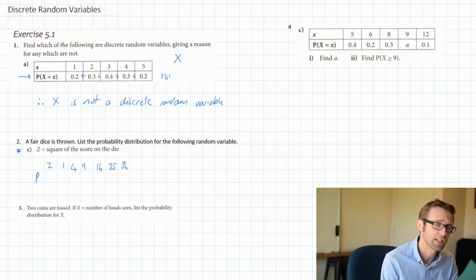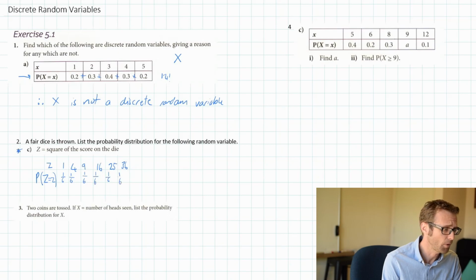And my second line is going to be the probability that random variable z is equal to one of these distinct values of z. Now, each of those are equally likely, so it's simply going to be 1/6. So I could just go along here and write 1/6 for all of those options. It's not rocket science, is it? Okay, number 3.